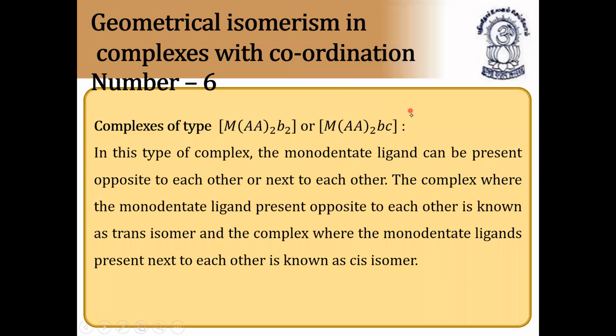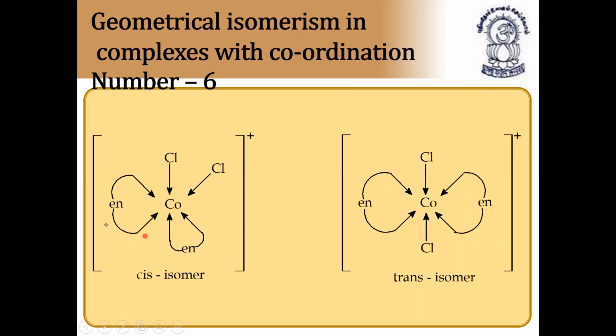Continuation. So you can see here bidentate ligands, en. We have [Co(en)2Cl2]+, with a plus charge outside. If the Cl atoms are present adjacent to each other, it is nothing but the cis isomer. And here it is opposite, so we can say it is the trans isomer. So the same compound with the trans isomer.